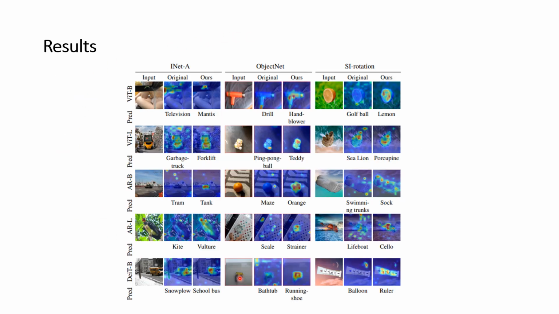Next, we present some qualitative results. As you can see, the different models are able to correct the wrong predictions after applying our method. For example, the model here predicts that this school bus is a snowplow due to the presence of the snow in the background. An additional example is this model that classifies the teddy bear as a ping pong ball due to a sparse consideration of only its paw. In both cases, our method is able to correct the wrong predictions by allowing the model to focus on the correct parts of the image.